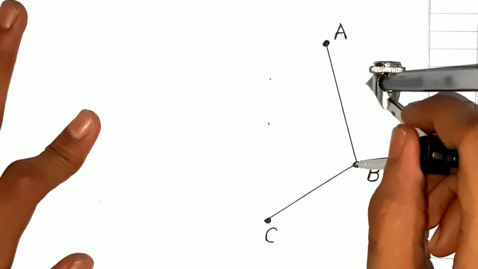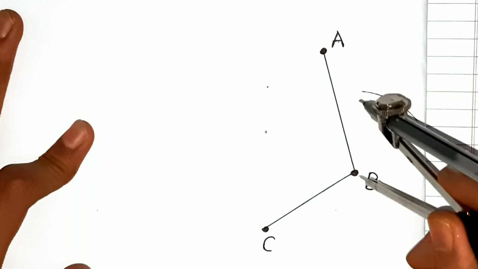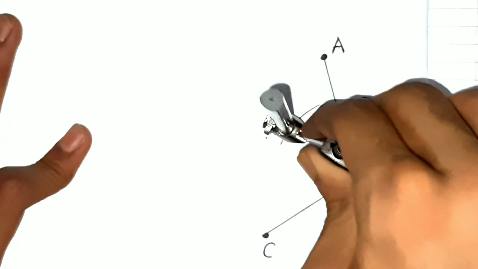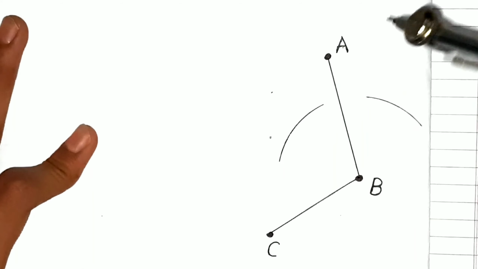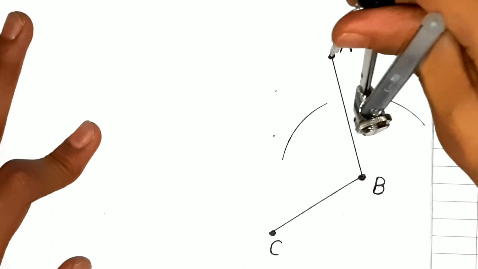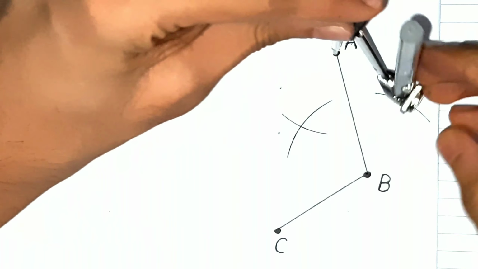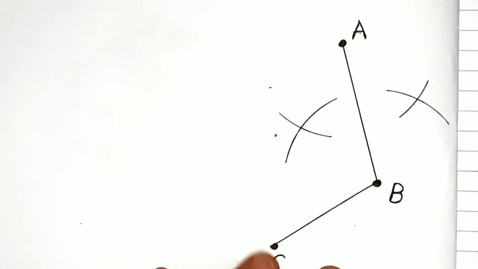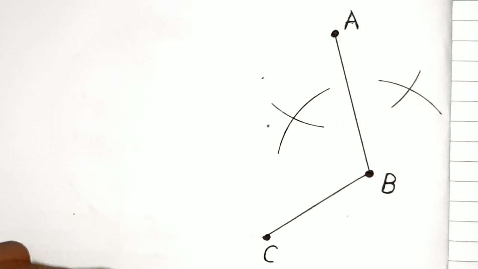Now we'll make 2 arcs, one on the right side of the line and another on the left side, with B as the center. We'll do the same, but now we'll take A as the center and we'll cut the previously made arcs at 2 different points. As you can see, there's one point where both the arcs intersect, and we'll join those points together to form a perpendicular line that is a bisector of line AB.